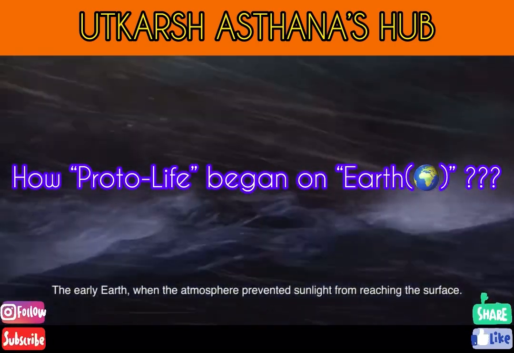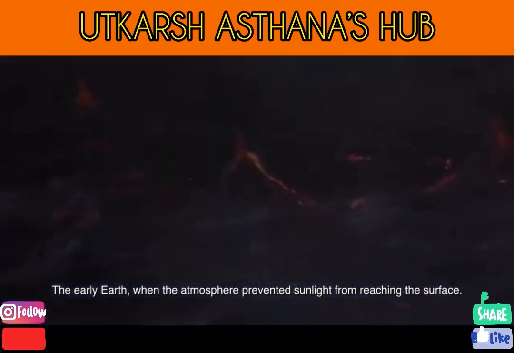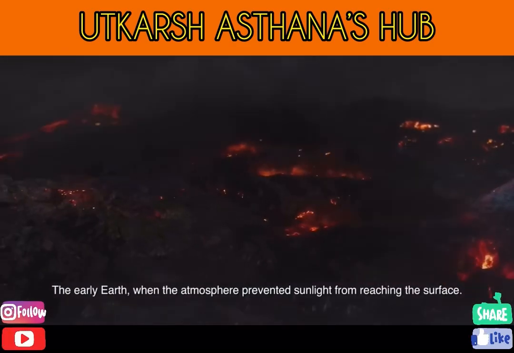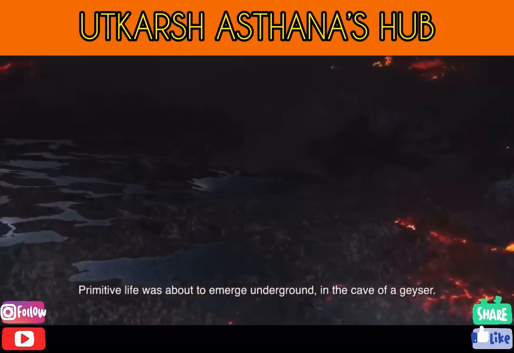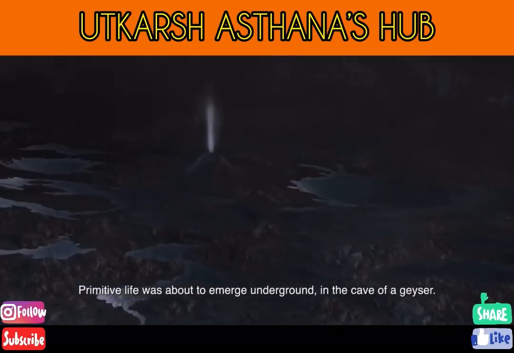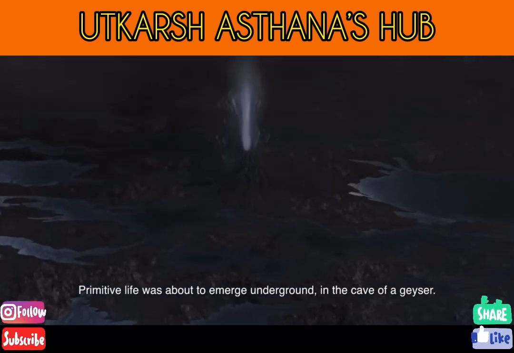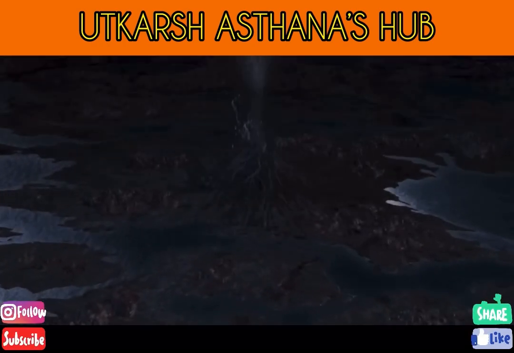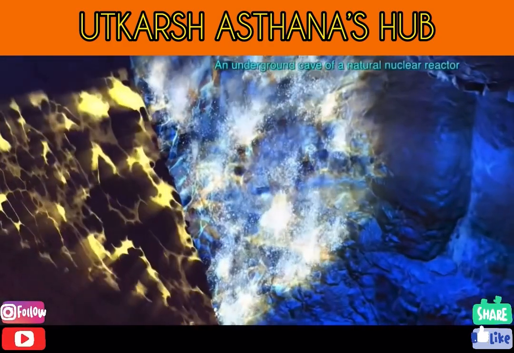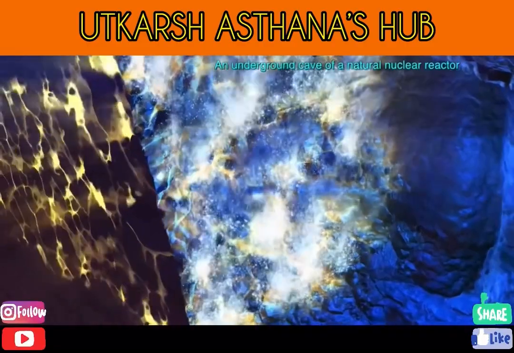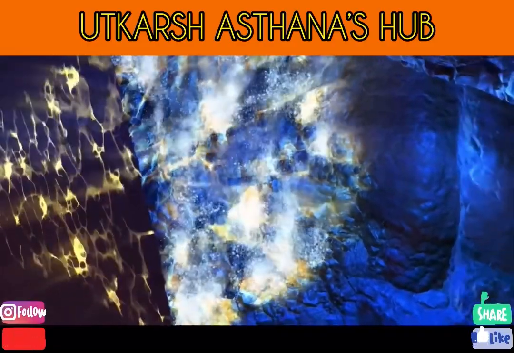How did proto-life begin on Earth? The early Earth, when the atmosphere prevented sunlight from reaching the surface, was like a red goblin. Primitive life was about to emerge underground in the cave of a geyser, right here as you can see in front of you. And because of this, an underground cave with a natural nuclear reactor was found.